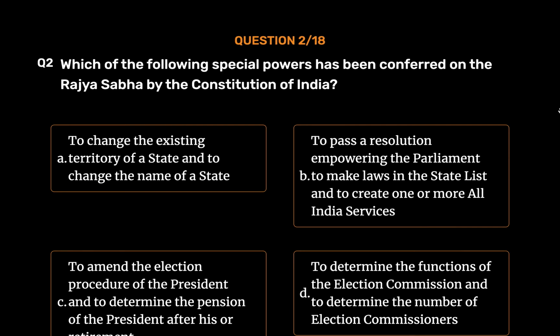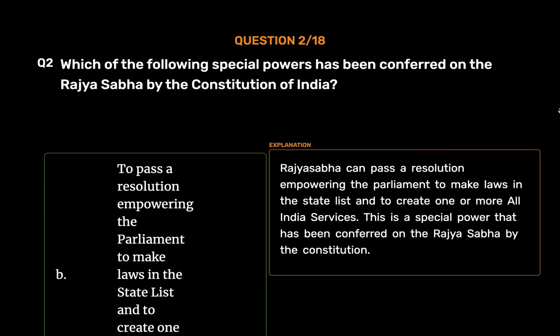The correct answer is Option B. To pass a resolution empowering the Parliament to make laws in the state list and to create one or more All India services. Rajya Sabha can pass a resolution empowering the Parliament to make laws in the state list and to create one or more All India services. This is a special power that has been conferred on the Rajya Sabha by the Constitution.